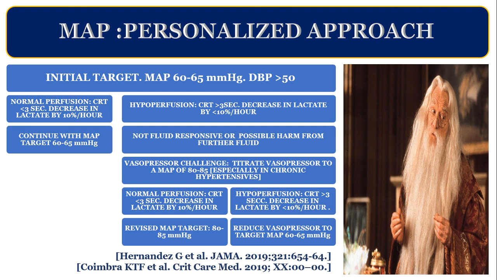And now you reassess the patient. If after reassessment your patient's perfusion improves, you continue with the 80 to 85, the revised MAP target. If the perfusion does not improve, you go back to your original 65 or 70, whatever the pressure was. Is it clear? So vasopressor challenge, this has now been validated by the ANDROMEDA-SHOCK study.